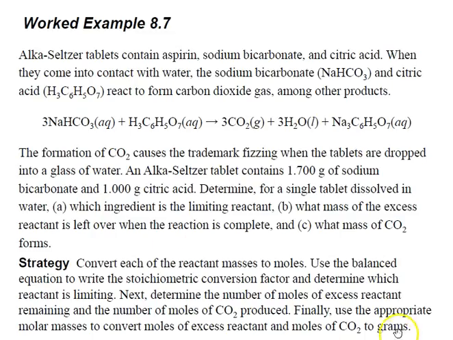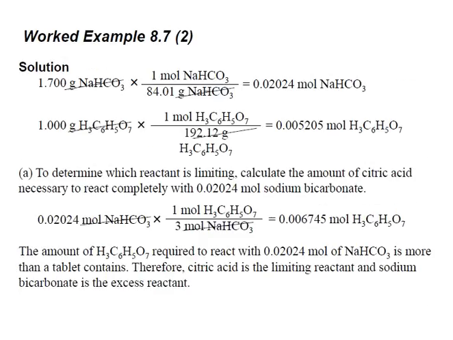So let's just read through this strategy together. Convert each of the reactant masses to moles. So you got some masses here that you can convert to moles. Then we'll use our balanced equation to figure out conversion factors and ultimately see which one is limiting. Next, determine the moles of excess reactant remaining and the number of moles of carbon dioxide produced. And the last thing we'll do is use the appropriate molar masses to convert moles of excess reactant and moles of carbon dioxide to grams. Again, the wordy description is usually a lot more to wrap your mind around than actually just seeing it. So let's take a look at that.